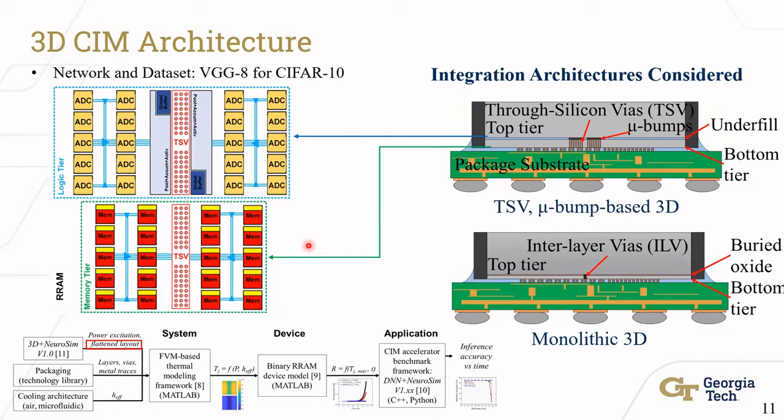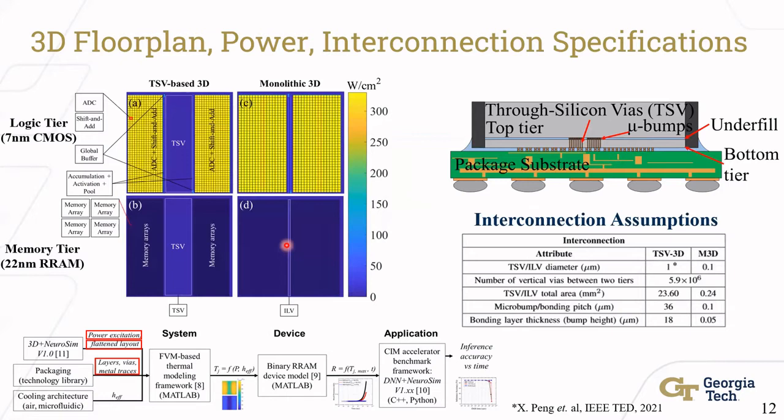And we assume they are integrated in two methods. One is a through silicon via, TSV based and microbump based 3D, and the other is sequential stacking or monolithic 3D. So from an architectural perspective, the logic tier holds all the ADCs and some of the peripherals, and the memory array holds all the RRAM arrays. So shown here on the left is the flattened layout for both tiers, the logic and memory, and the representative power density maps and the floor plan for TSV-based integration and monolithic 3D integration.